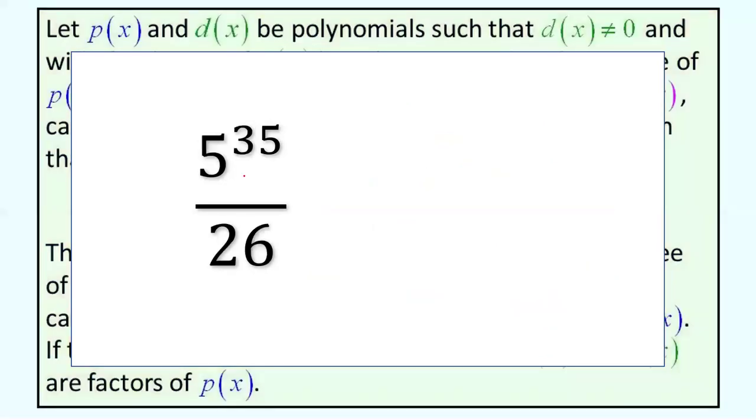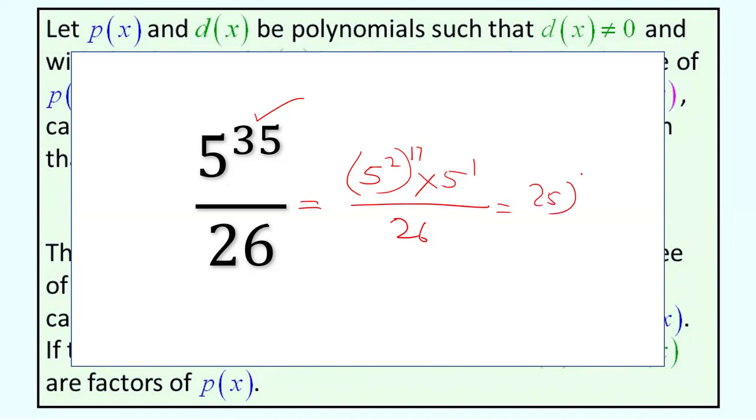Let's see another example. 5 power 35 divided by 26. In this case, we can write 5 square, and we know that 5 square is 25. The power 35 can be written as 2 into 17, which is 34, and one 5 is left. Now it is 25 power 17 into 5 divided by 26.